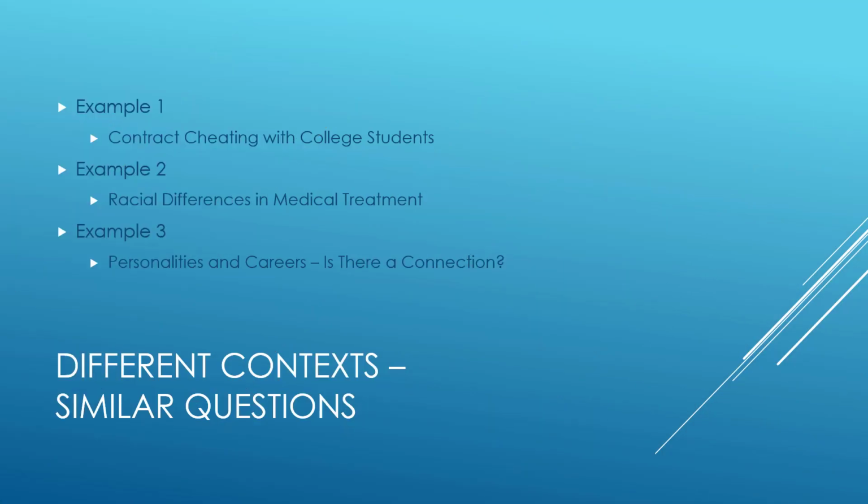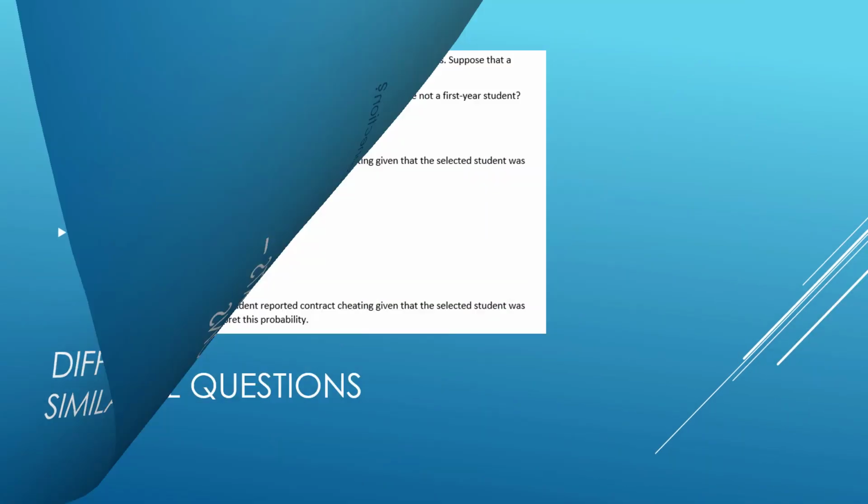In case you're wondering, yes, there are different examples or different contexts. You could even have your class, if you wanted to practice again, create a new table or do a different example. The examples we chose: contract cheating with college students, racial differences in medical treatments, and then personalities and careers. Is there a connection? Basically, regardless of the example they choose, they're going to get similar questions asked.